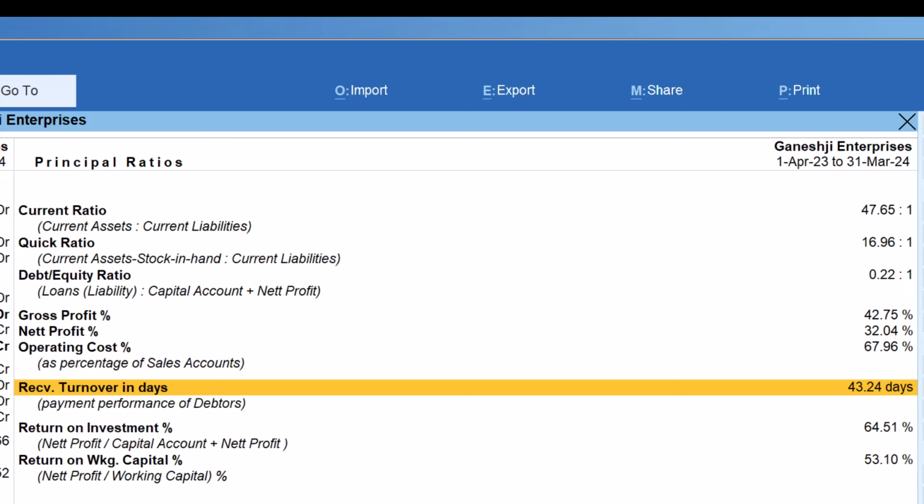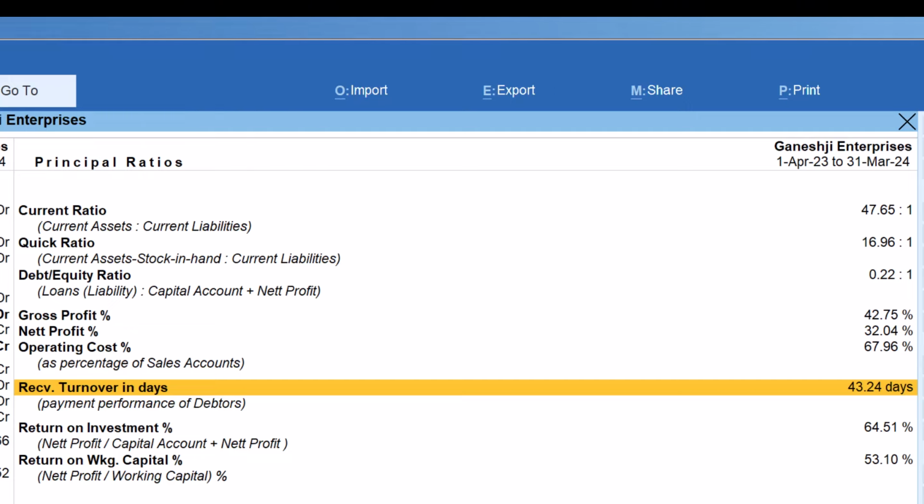So Tally takes the average of all the transactions, and it says that if the company is raising an invoice, it takes 43.24 days for it to collect the money. Now this is again a normal situation. Ideally, the receipt turnover in days should be somewhere between 30 to 45 days.